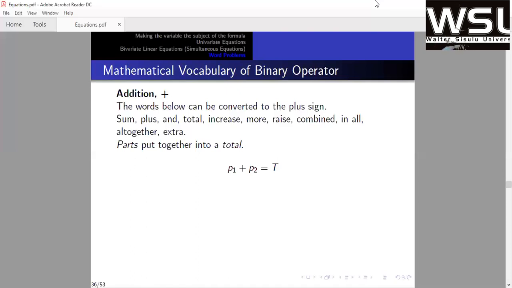There might be, of course, many other statements that are given. Or we raise P1 by P2 to get T, so on and so forth. There are many types of wording we could play around with to give the same equation. Now, let's go to the subtraction.